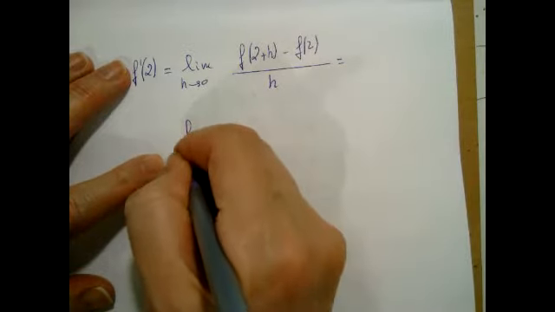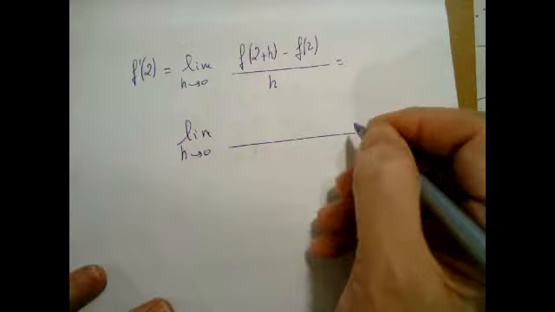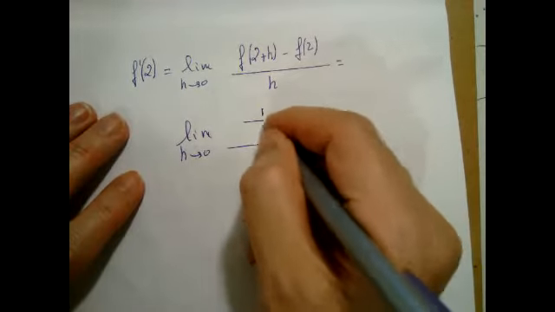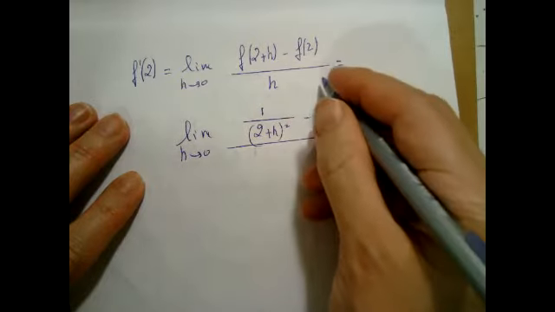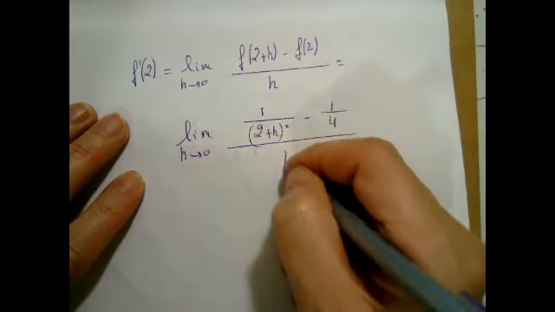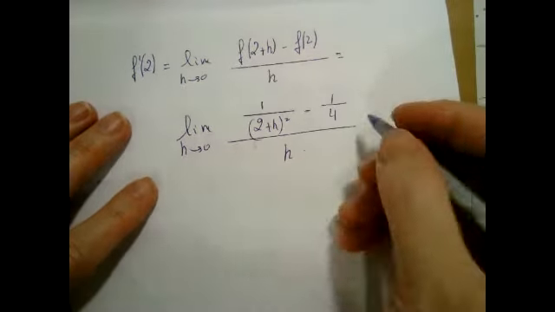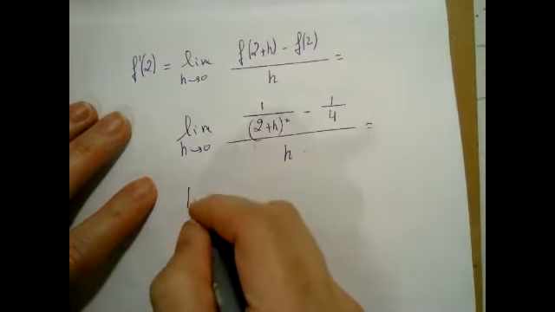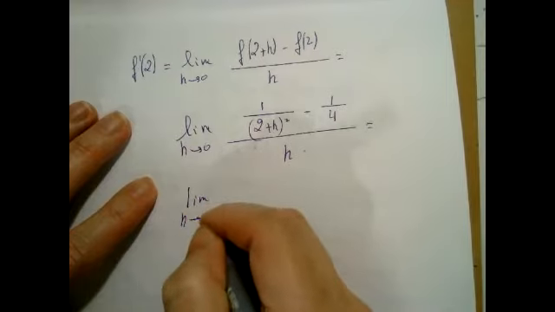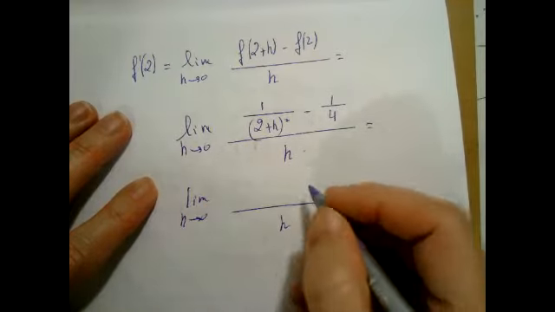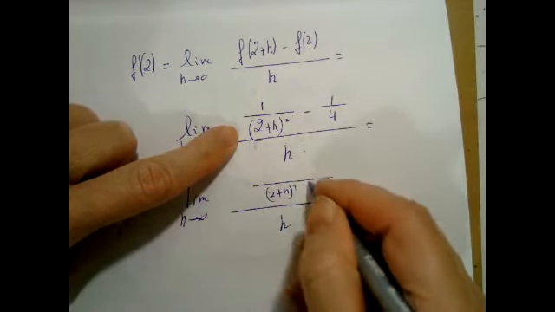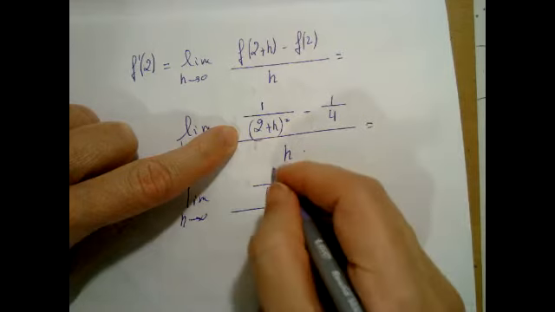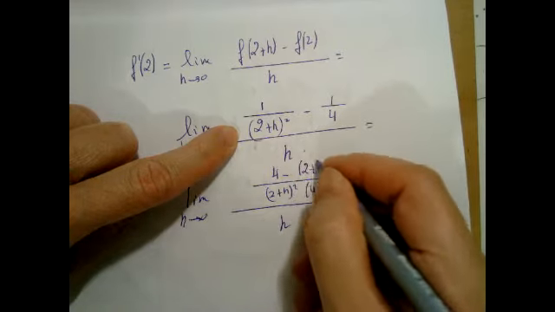So this will be equal to the limit as h goes to 0 of f of 2 plus h, which is 1 over the quantity 2 plus h squared, minus 1 over 2 squared, divided by h. Okay, so as I did before, I'm going to find a common denominator in the top. The common denominator is going to be 2 plus h squared times 4. And that will give me 4 minus that.